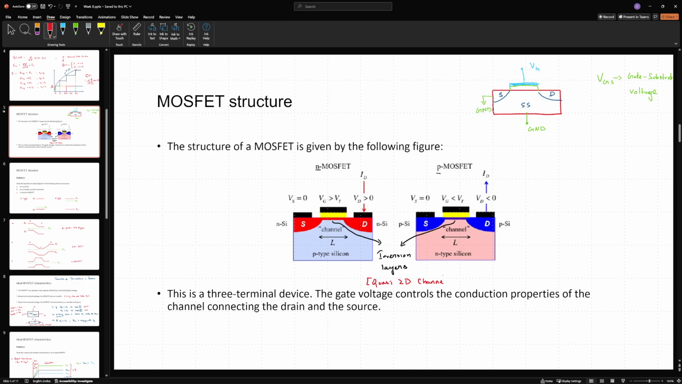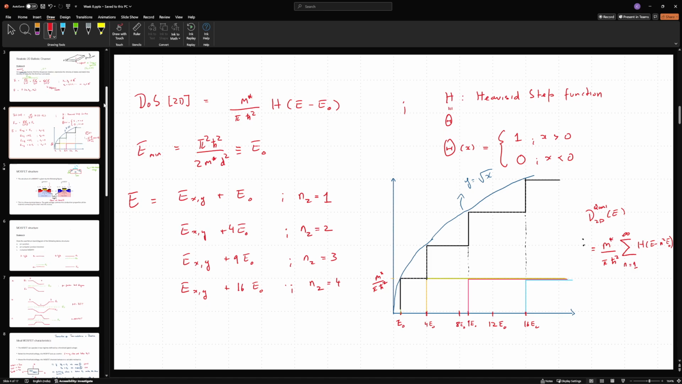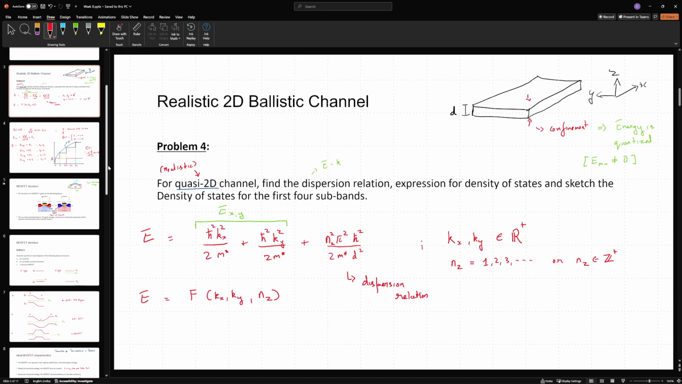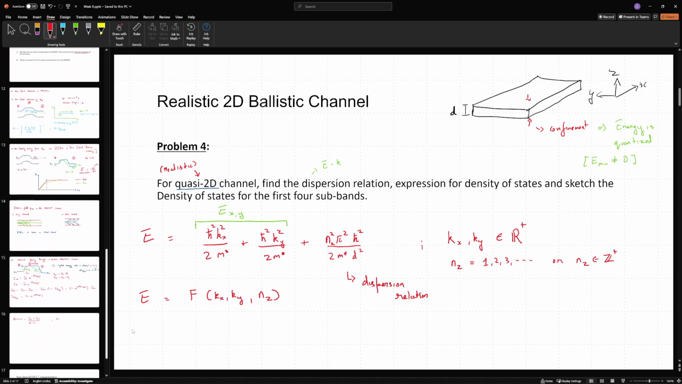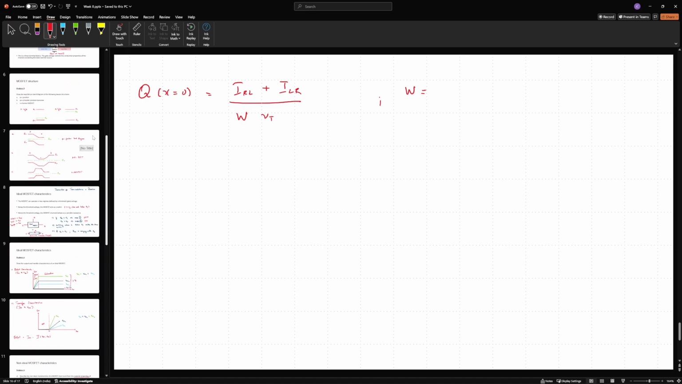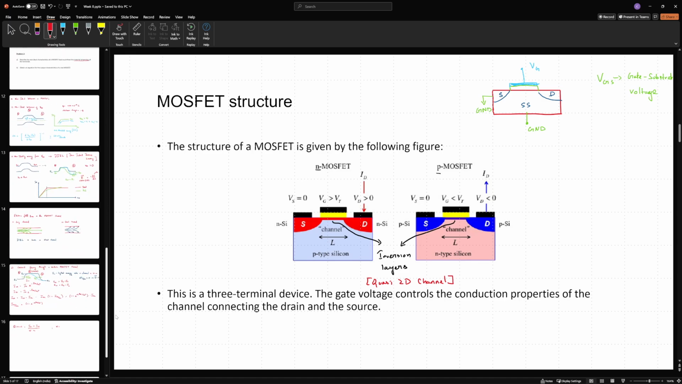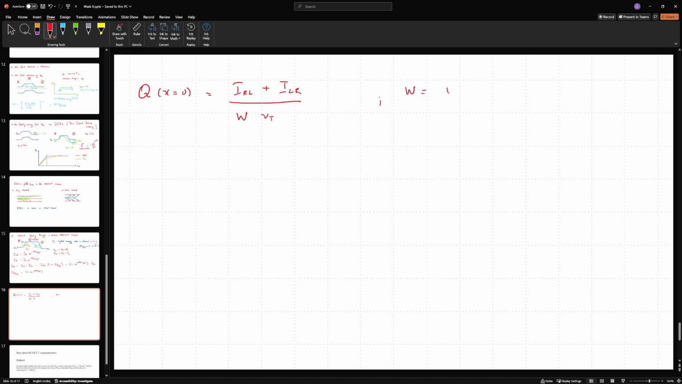So it is actually very fortuitous that in the previous slide we have done all the necessary derivations for the quasi 2D channel dispersion relation and density of states in this presentation itself. So it makes reading easier. So this width is the width of that 2D channel. In this figure, it is how deep into the slide this goes. So the width is measured in this direction that goes into the slide, of the quasi 2D channel.